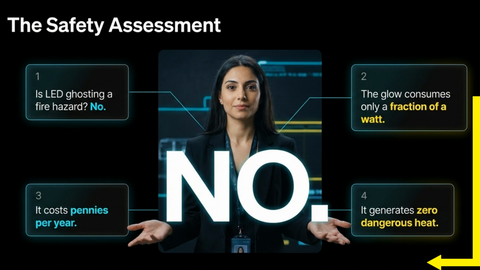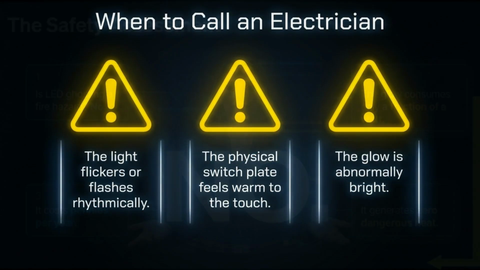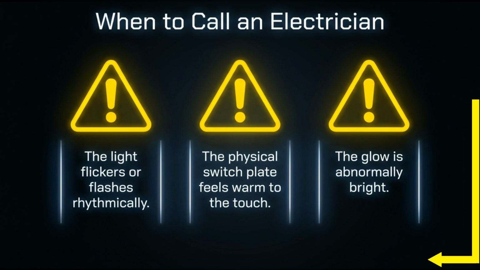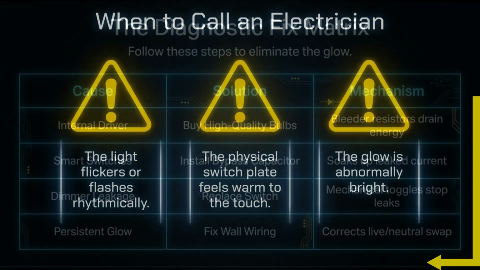So how do we solve LED ghosting? First, ensure compatible components are used. Replace older dimmers with modern, trailing-edge LED dimmers. These newer dimmers are specifically designed for the low power needs of LEDs and prevent residual current from leaking to the bulb. Next, address the wiring. If neutral switching is the issue, correct the wiring so the switch interrupts the live wire. Consult an electrician if needed.